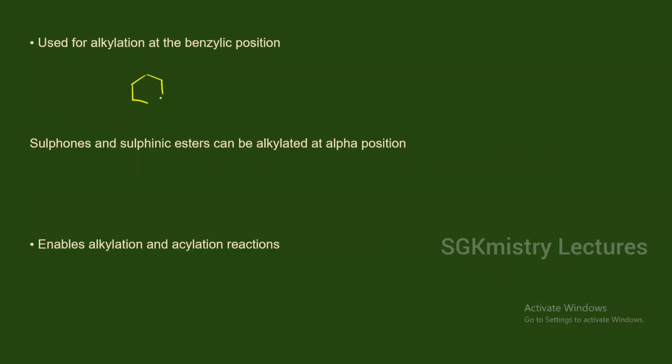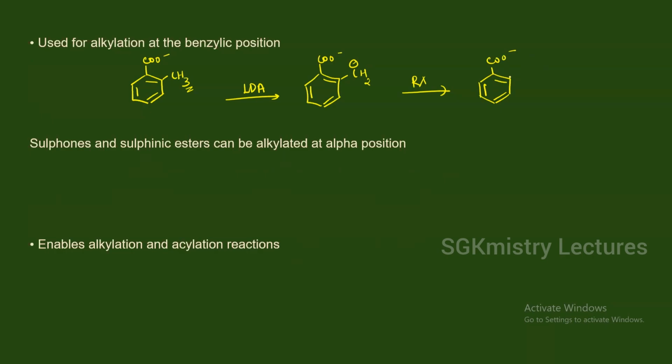We have COO minus, then we have this CH3, in the presence of LDA. What happens is the active hydrogen can be abstracted. It is already COO minus, and here there is hydrogen which can be abstracted. So you have CH2 minus, and all this remains as such. Now if RX, the alkyl halide, is added, what is going to happen? Here there is a minus charge, so R comes and attaches there. So COO minus, and here we have CH2R.